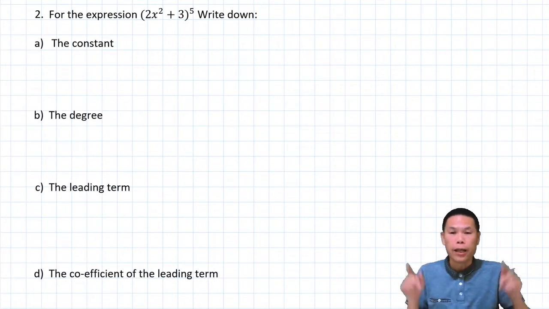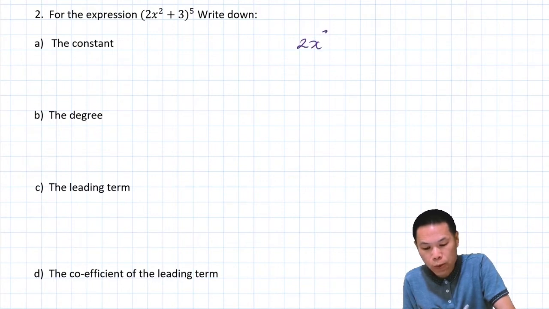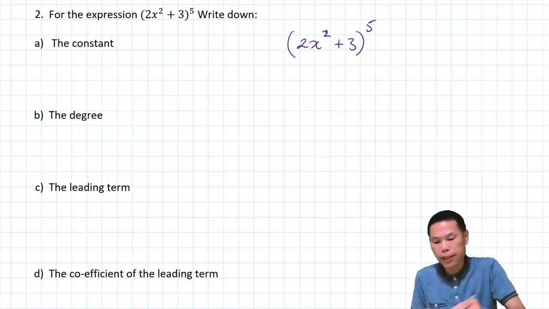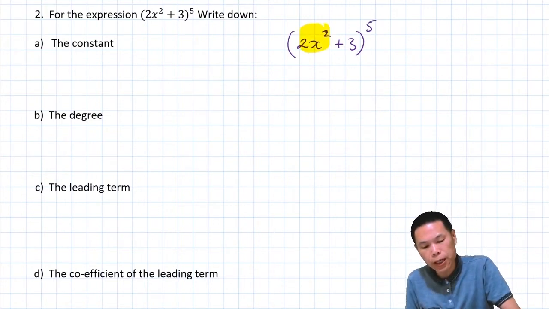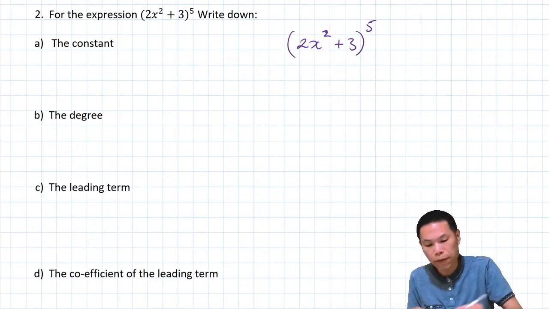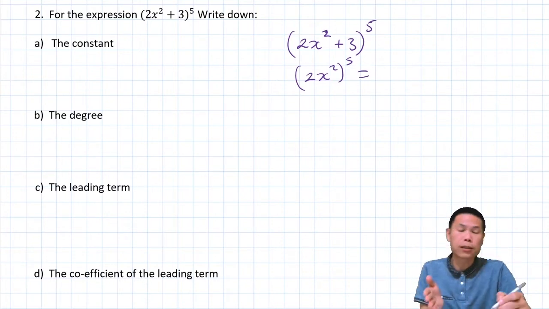Hi, I'm back. Let's go through it together. Let me write it out first: (2x squared plus 3) power 5. We just work out the leading term first. The leading term inside the bracket is 2x squared, but then it's power 5. So I just write it down: (2x squared) power 5.